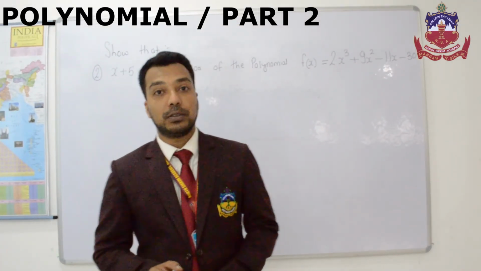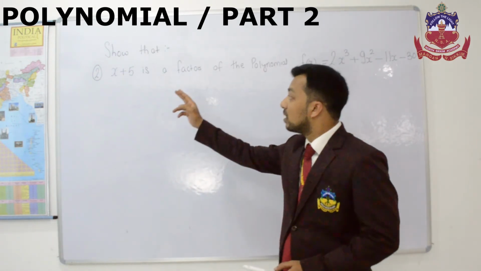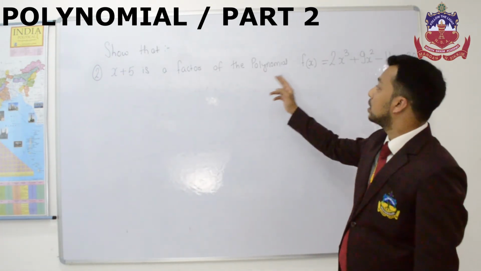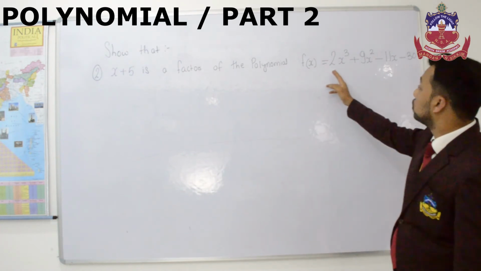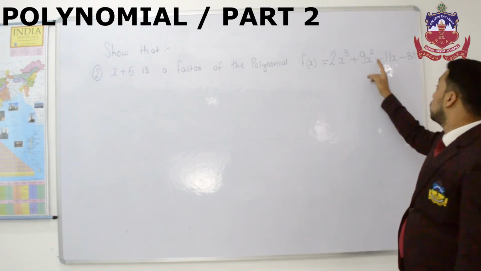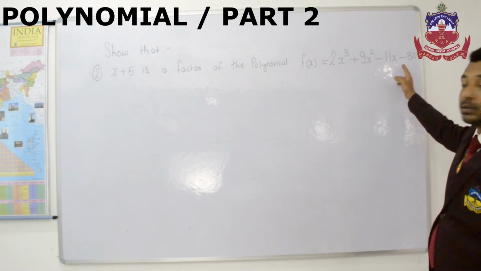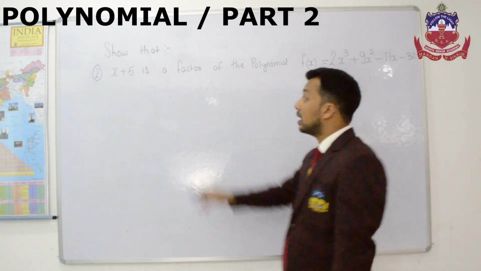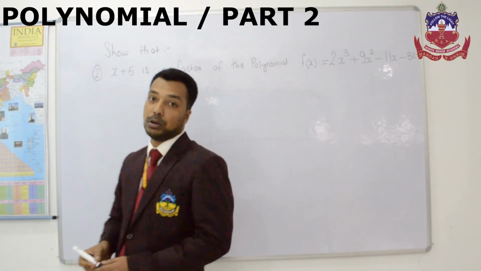The next example is, show that x plus 5 is a factor of the polynomial f(x) equals 2x to the power 3 plus 9x to the power 2 minus 11x minus 30. So how can we find whether x plus 5 is a factor or not?